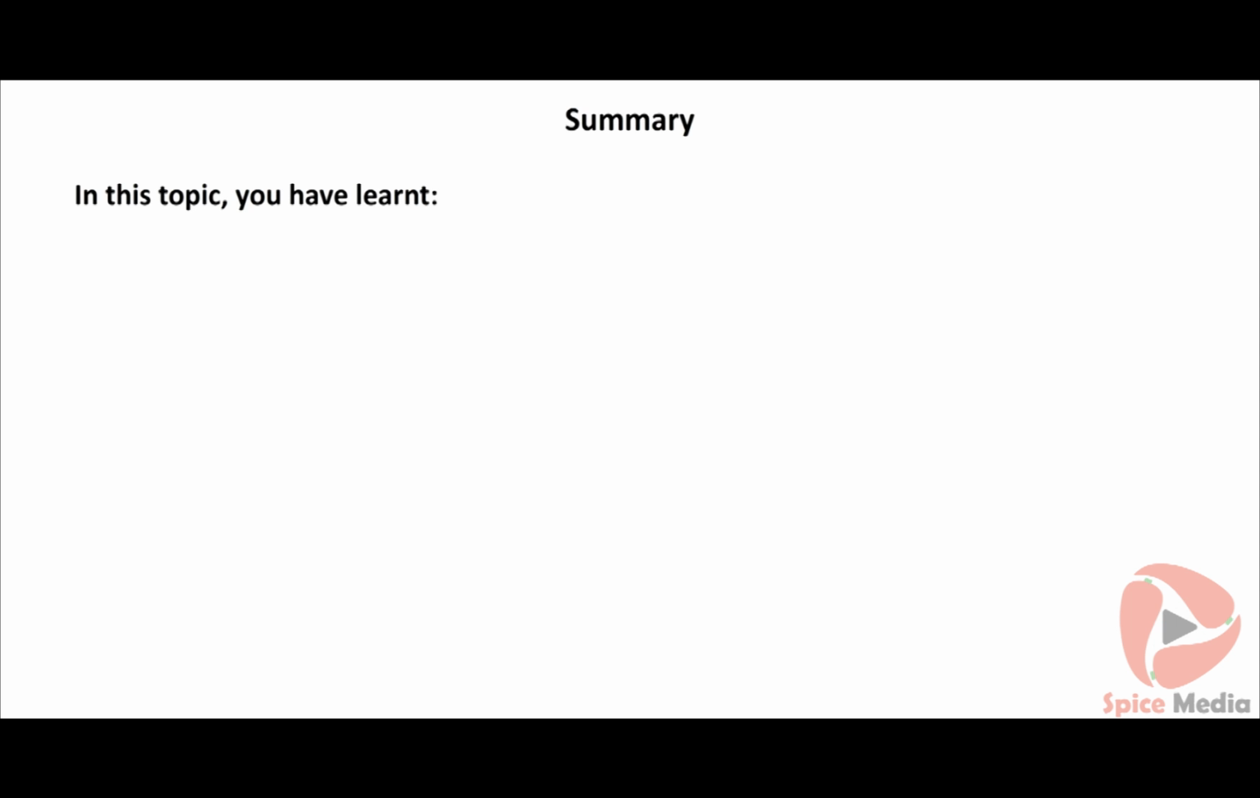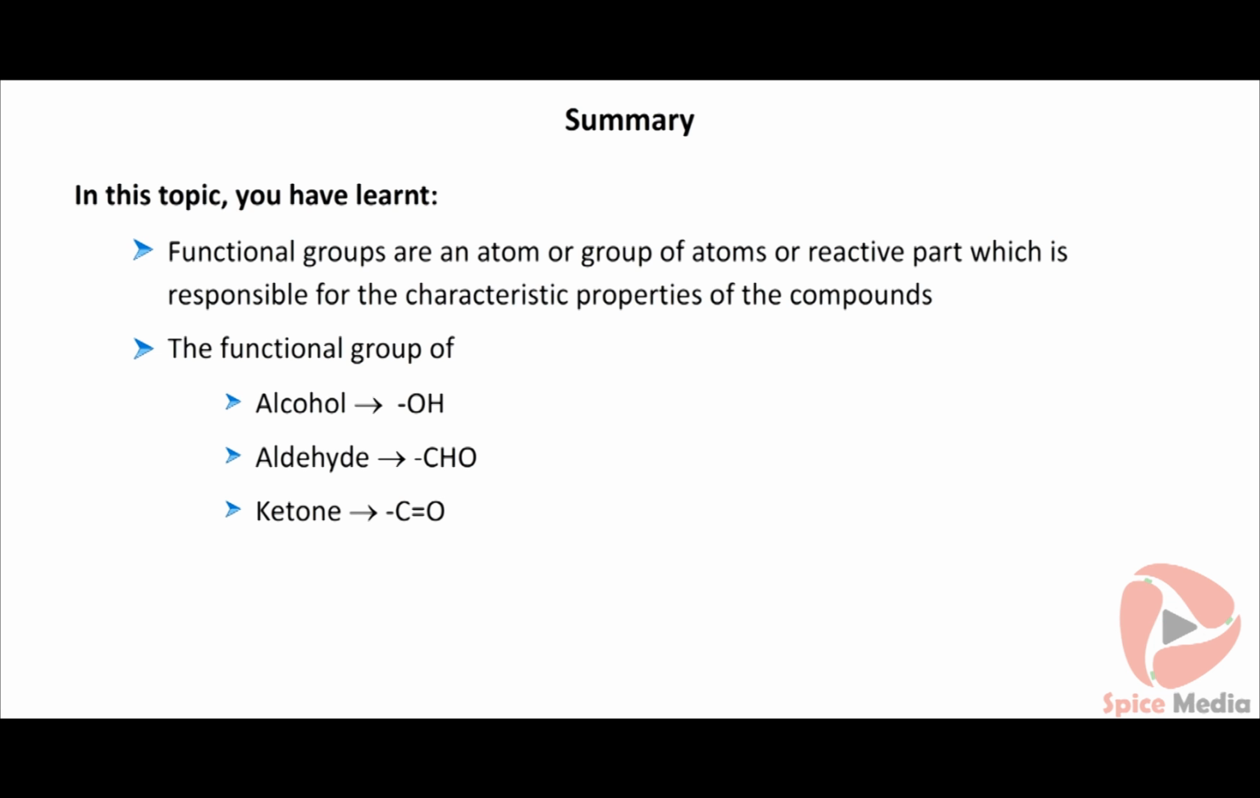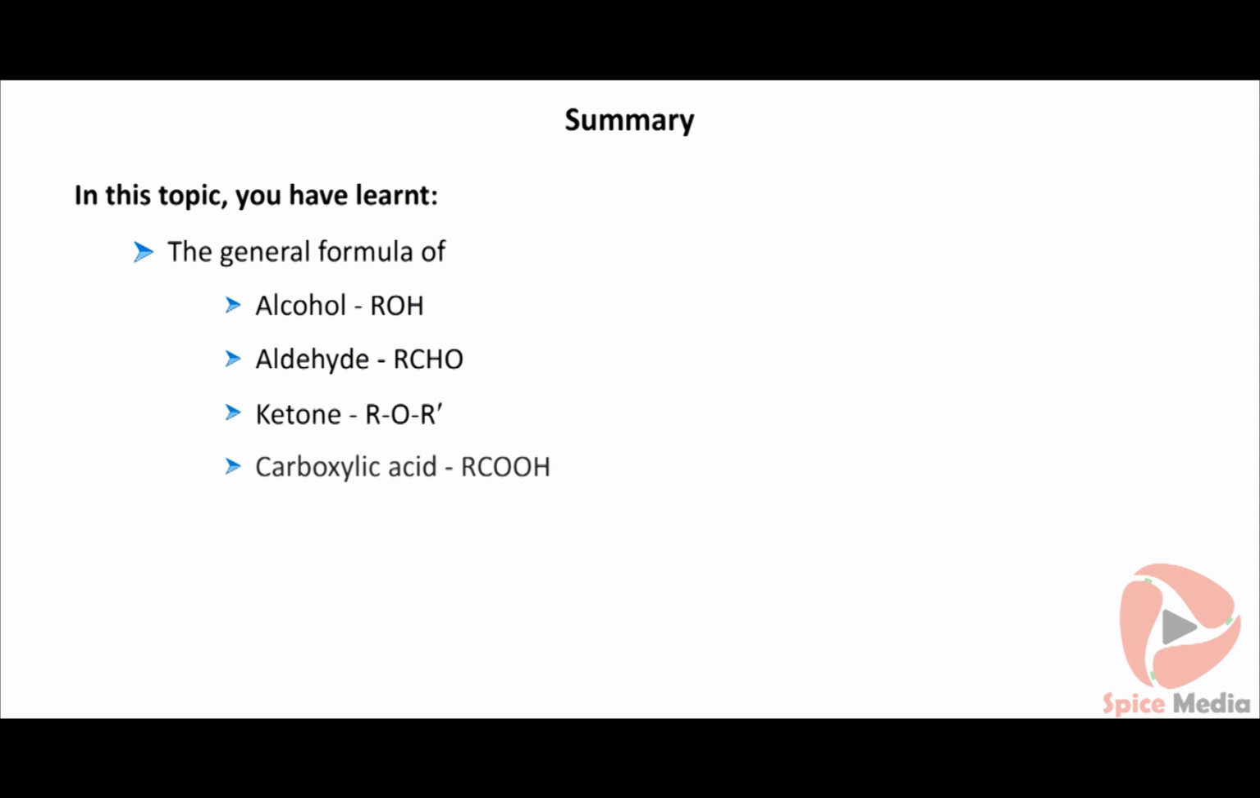In this topic, you have learnt functional groups are an atom or group of atoms or reactive part which is responsible for the characteristic properties of the compounds. The functional group of alcohol, OH; aldehyde, CHO; ketone, C double bond O; carboxylic acid, COOH. The general formula of alcohol, ROH; aldehyde, RCHO; ketone, RCOR'; carboxylic acid, RCOOH.